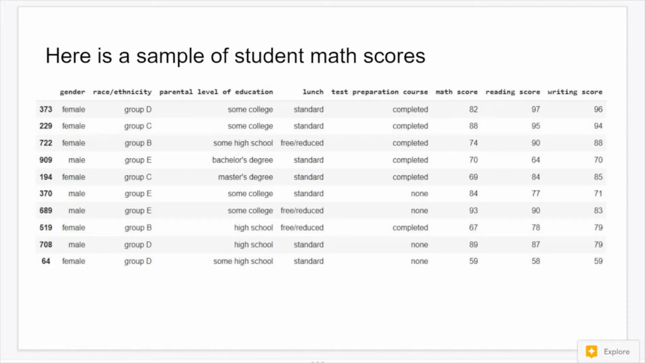So this is a data set. The original one was made up of 1,000 students, but we took a sample, right? Well, I took a sample. I took a sample of 10 students from that data set, and these are what they are. And the students are actually labeled by numbers and not names. So we're going to refer to them as student 373, student 229, and so on.